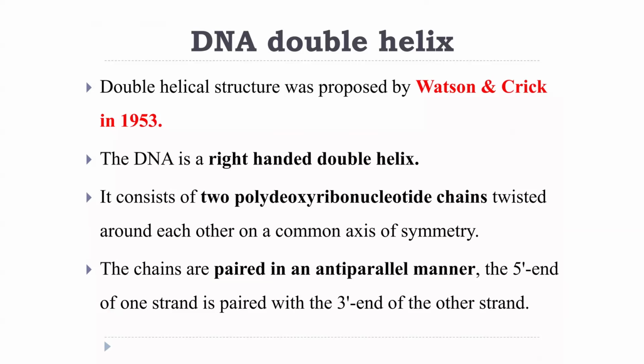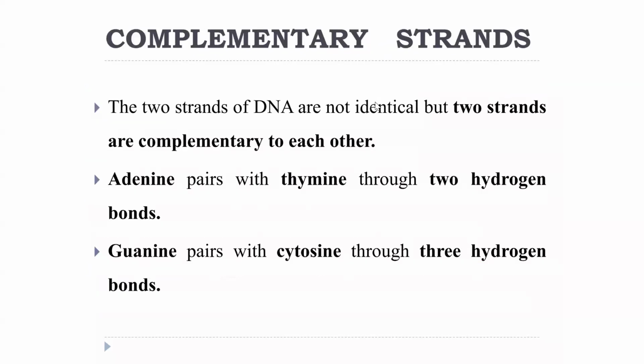polydeoxyribonucleotide chains twisted around each other on a common axis of symmetry. Then the chains are paired in an antiparallel manner, and in an antiparallel manner, the 5' end of one strand is paired with the 3' end of the other strand. So the complementary strand. The 2 strands of DNA are not identical, but they are complementary to one another.